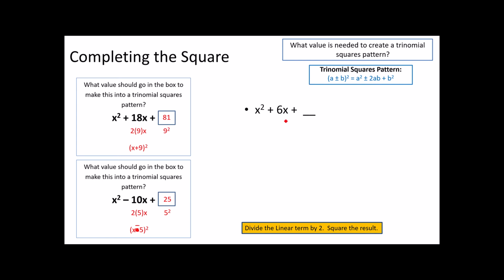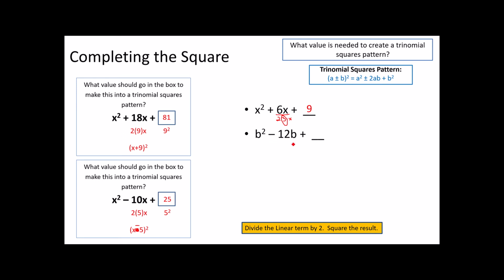In this example, if I have a 6, this is 2 times 3 times x, which means this number right here needs to be the 3 squared or a 9. In fact, this is x plus 3 times itself, x plus 3, that quantity squared. Did you get that? How about this one?